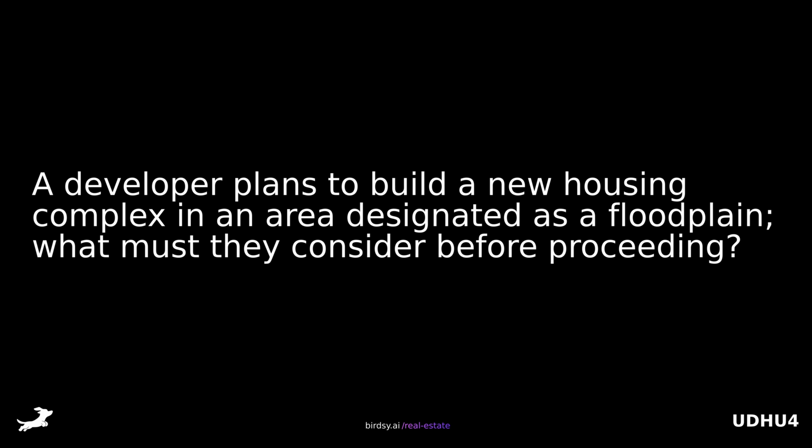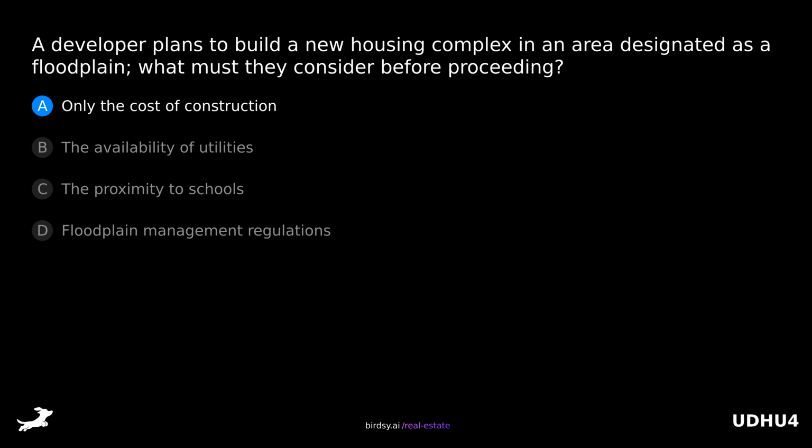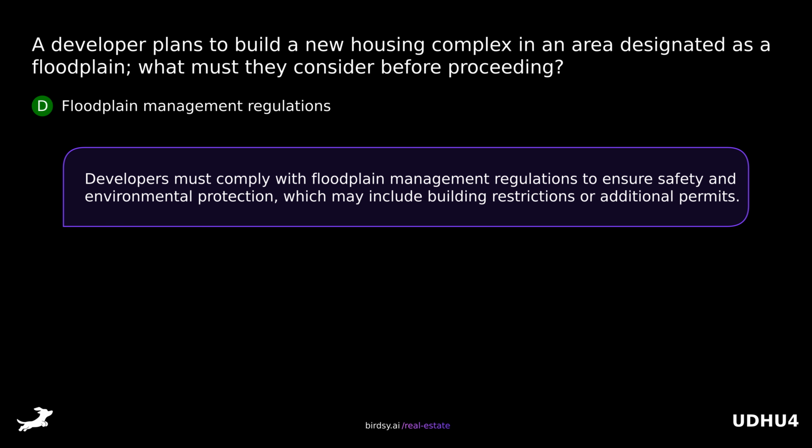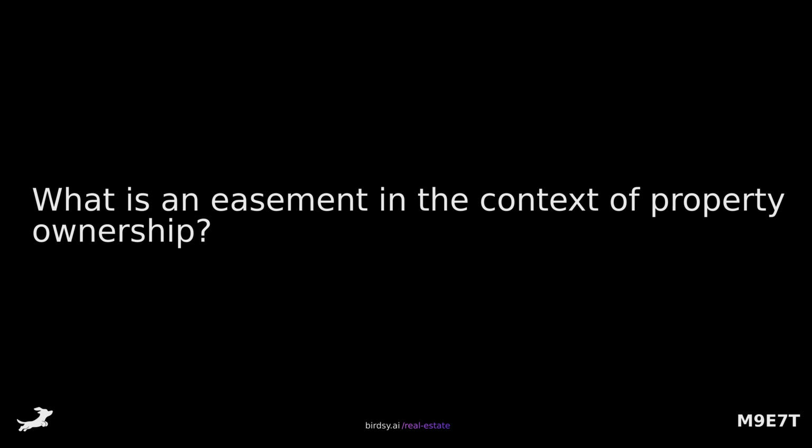A developer plans to build a new housing complex in an area designated as a floodplain. What must they consider before proceeding? Is it A, only the cost of construction, B, the availability of utilities, C, the proximity to schools, or D, floodplain management regulations? The answer is D, floodplain management regulations. Developers must comply with floodplain management regulations to ensure safety and environmental protection, which may include building restrictions or additional permits.